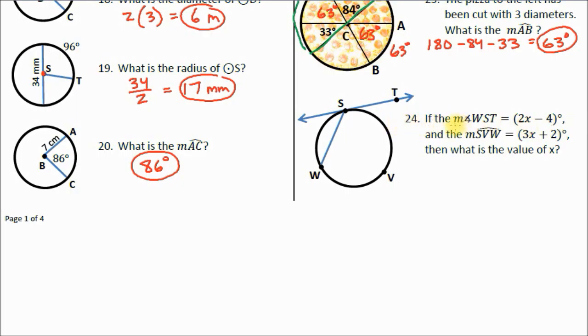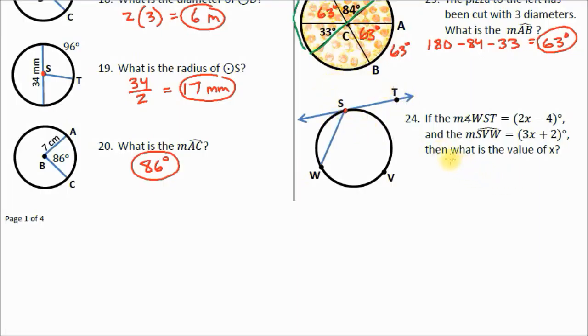Alright, number 24. If the measure of angle WST is 2x minus 4 degrees and the measure of arc SVW is 3x plus 2 degrees, then what is the value of x? Now, these can be actually complicated problems. We haven't really practiced this, but you want to go back and first recognize what are your properties. And the properties of this angle, this is actually an inscribed angle. That means the measure of the arc is twice as big as the measure of the inscribed angle.